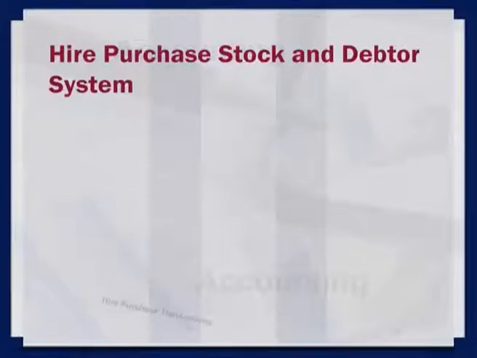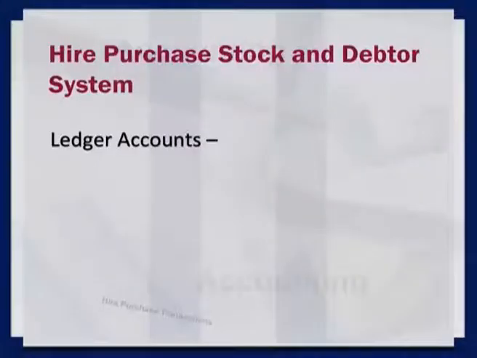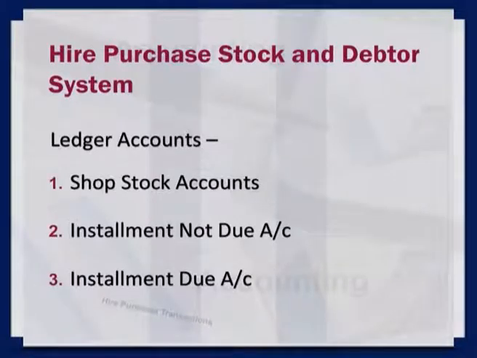Well, after knowing this, the second subcategory of goods of small value is the hire purchase stock and debtors system. This is an alternative method of calculating profit or loss on hire purchase transactions. Under this method, besides three ledger accounts, namely stock account, installment not due account and installment due account, a hire purchase adjustment account is prepared instead of hire purchase trading account for calculation of profit or loss on hire purchase transactions. If goods have been repurchased, the goods repurchased account should also be prepared.